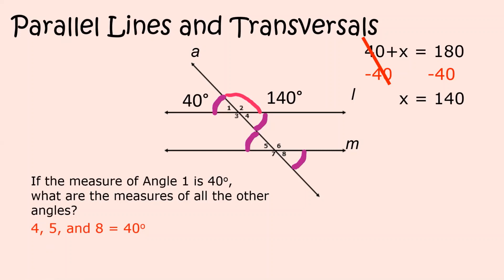And so if 4 is also 40 because it's across from it, when I move 1, 2, 3, and 4 down, remember the 1 was congruent to 5. Therefore, 5 and 8 are also 40 degrees, which are congruent to angle 1, right? Now, if angle 2 is 140, well, 3 is going to be 140 because it is vertical to 2. So that means that 2, 3, 6, and 7 are also 140.